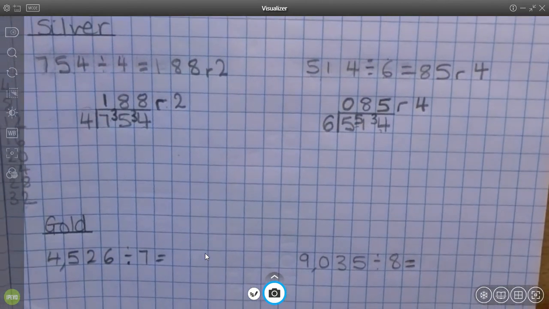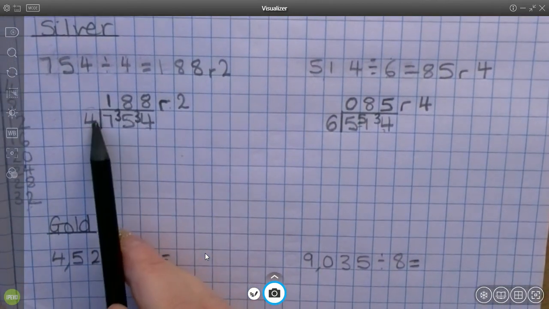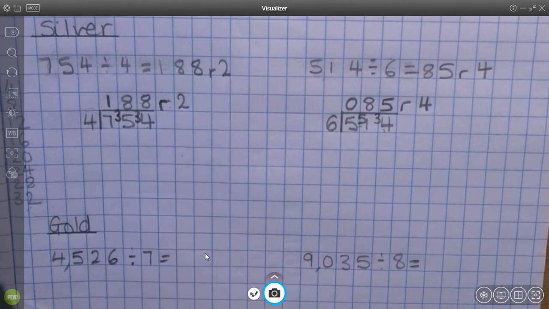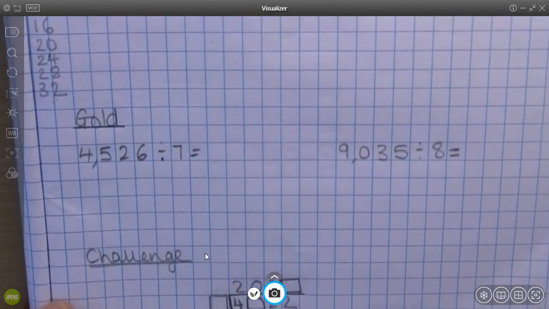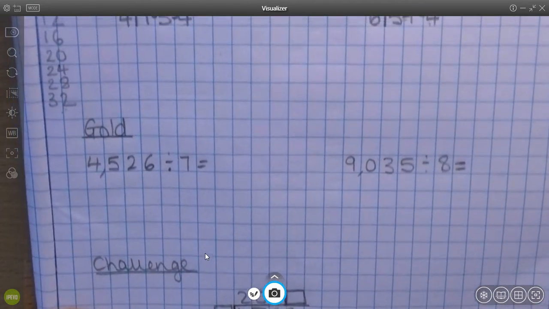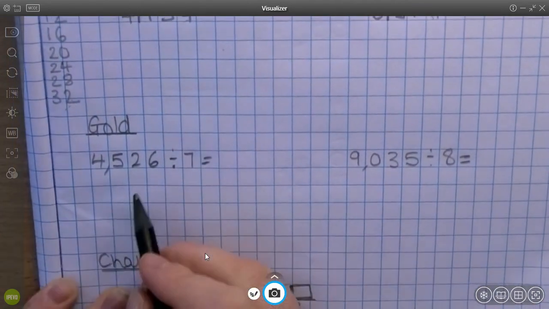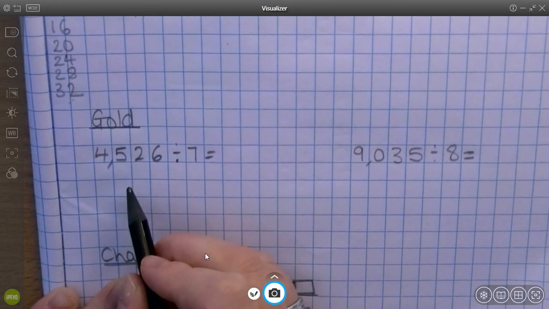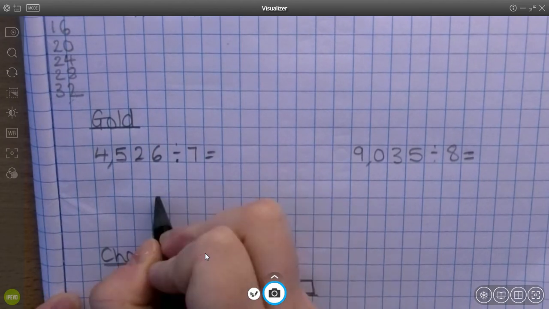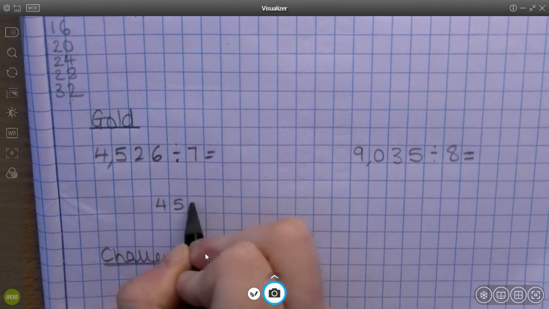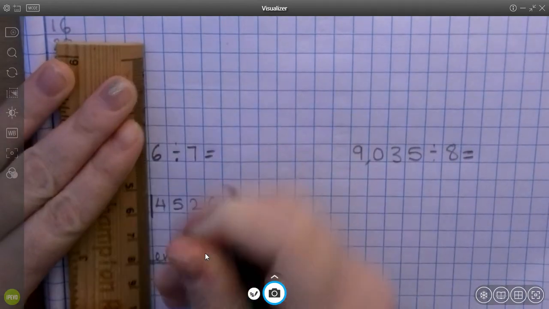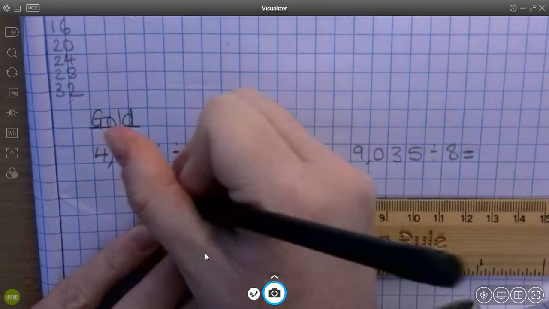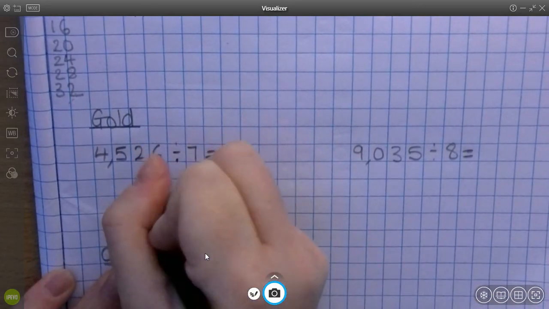So that is silver today, just a 3-digit divided by a 1-digit with a remainder at the end. Gold is pretty much the same, but it's a 4-digit divided by a 1-digit. Okay, so let's have a look at this one. 4,526 divided by 7. So my bigger number is going inside my bus stop. And I'm dividing into groups of 7 this time.